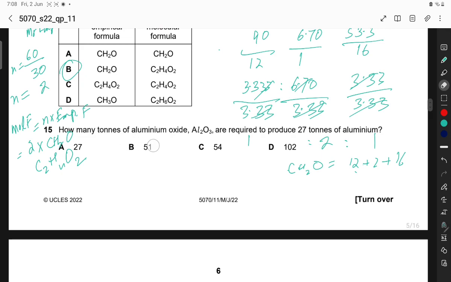How many tons of aluminium oxide are required to produce 27 tons of aluminium?